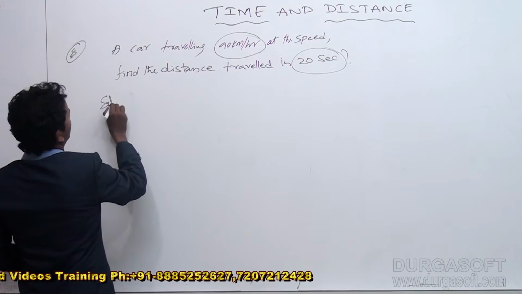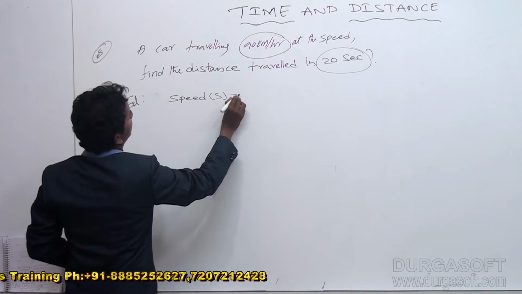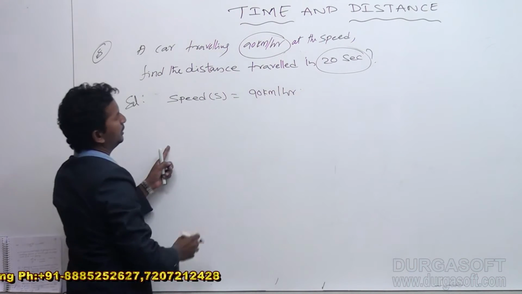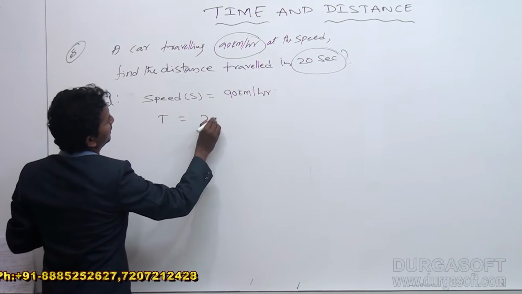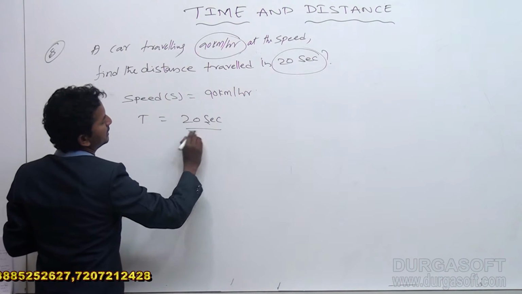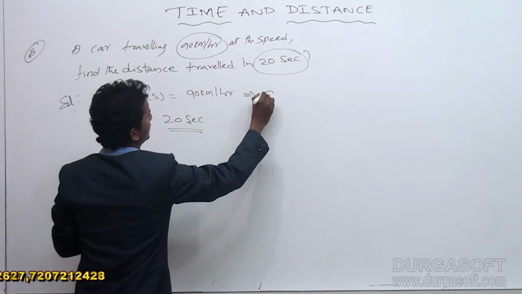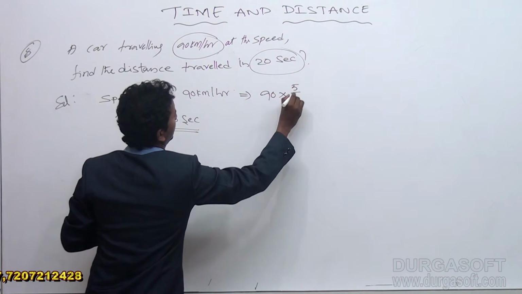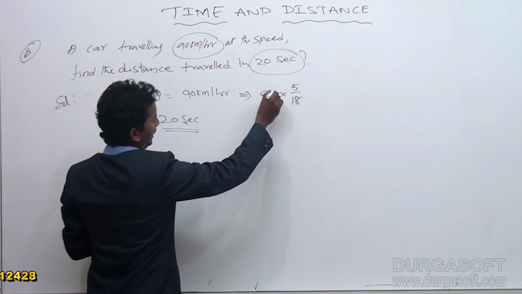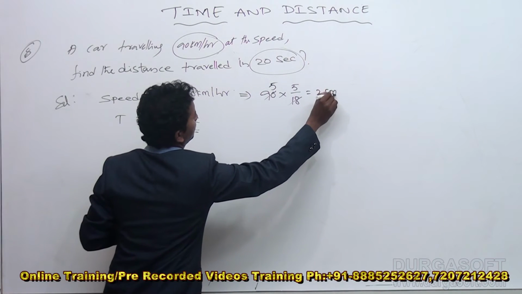Now the solution part. Speed s is equal to 90 kilometer per hour, and time is equal to 20 seconds. Now this is converted into meter per second: 90 into 5 by 18. 18 fives are 90, so the speed is 25 meter per second.